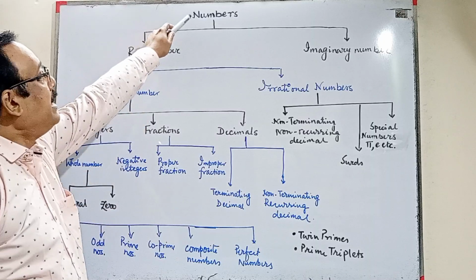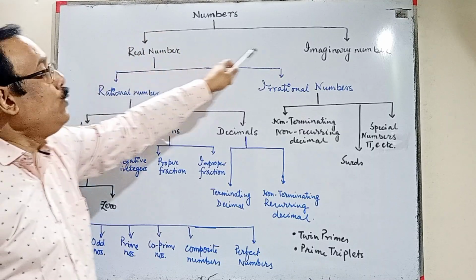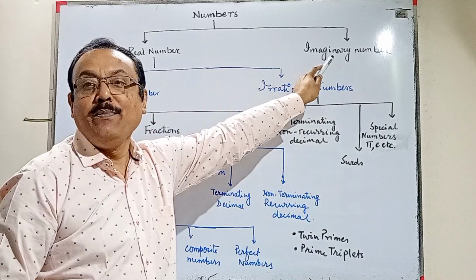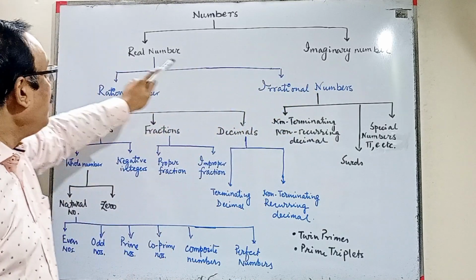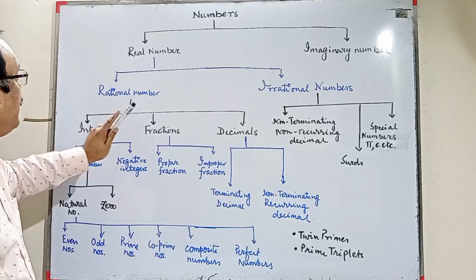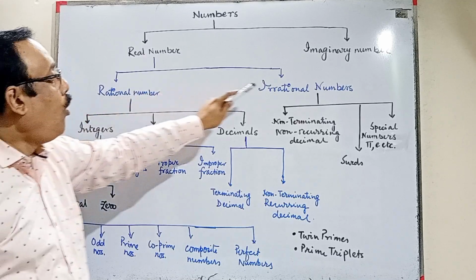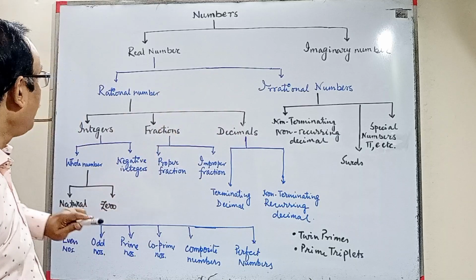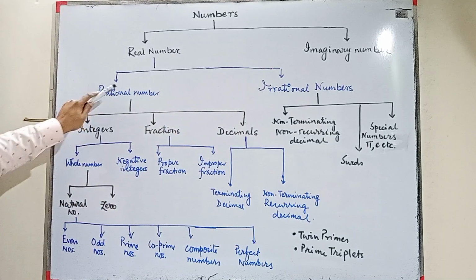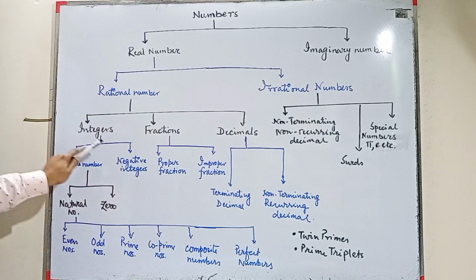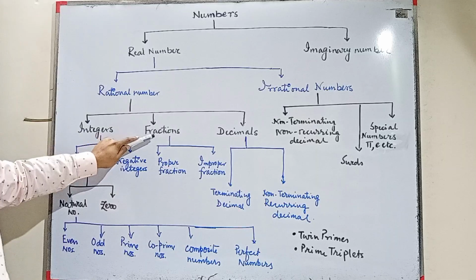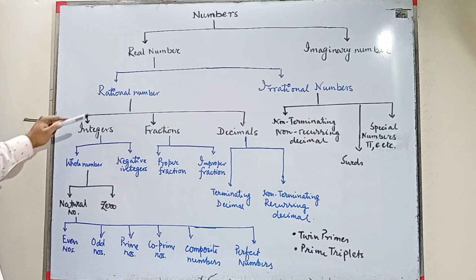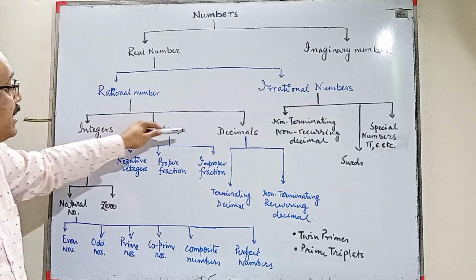See, numbers are generally categorized into two types. They are either real numbers or imaginary numbers. Now these real numbers are of two types: either rational numbers or irrational numbers. Rational numbers can be again of three types. They can be integers, fractions, or decimals. It means I can represent a rational number in three ways: integers, fractions, decimals.